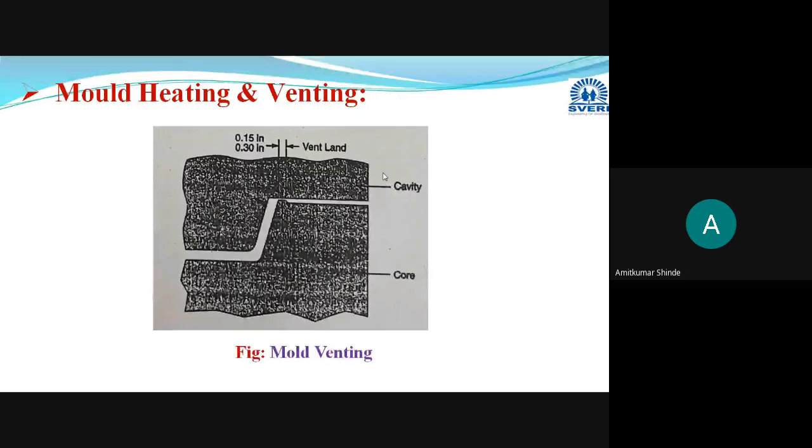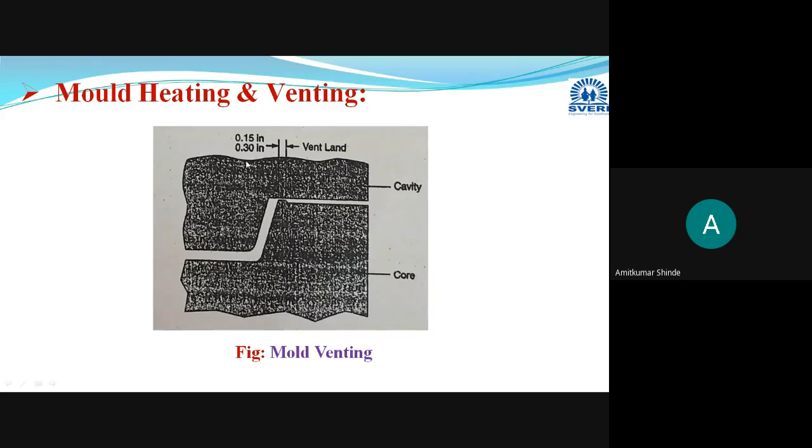That care you have to take. Related to the depth, the vent depth should be 0.13 millimeter. Then there you have to provide some clearance, and that clearance will be in the range of 0.25 millimeter. Then related to the vent land dimensions, the vent land should be in the range 0.15 to 0.30 inch. Okay, these dimensions are in inches.